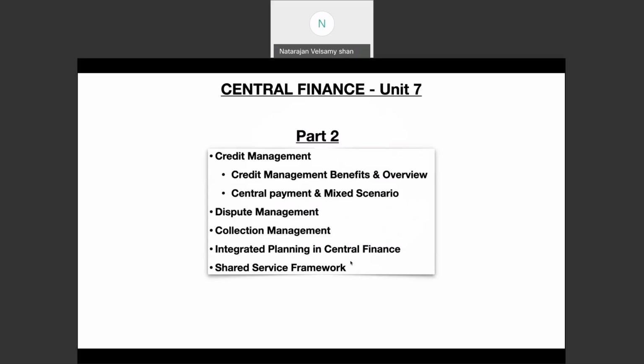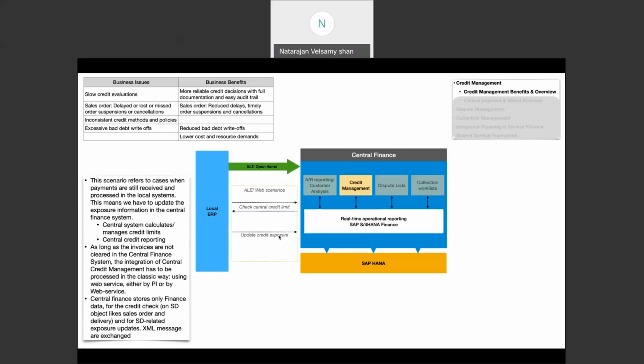Part 2 covers credit management. Credit management, we have credit management benefits and overview, central payment scenario and mixed scenario, dispute management, collection management, integrated planning in central finance, shared service framework. This is the credit management benefits and overview.